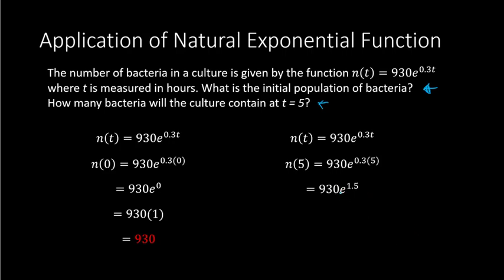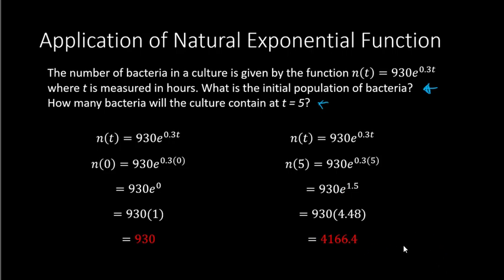Now to do this, you definitely need a calculator of some sort, and we'll show you in a moment what that would look like on Google, so a Google calculator. But most calculators would have an E button. So you look for the E button, raise it to the 1.5 power, and then multiply by 930. So that would be 930 times 4.48, which would give you 4,166.4. That would be the amount of bacteria after 5 hours.